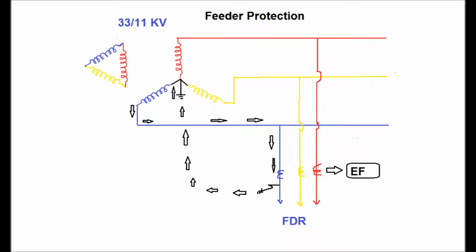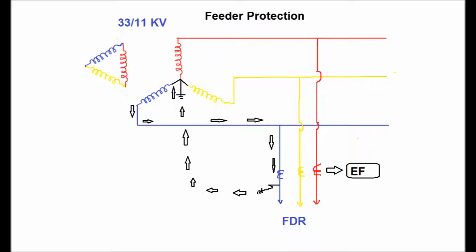Now in this figure, a feeder is connected to the bus of an 11 kV substation. A 33 by 11 kV transformer is connected, where 11 kV is star winding and the star point, that is neutral point of the star winding, is connected to earth. Now this neutral point which is connected to earth will provide the return path for any earth fault occurring in the feeder or in the 11 kV bus.